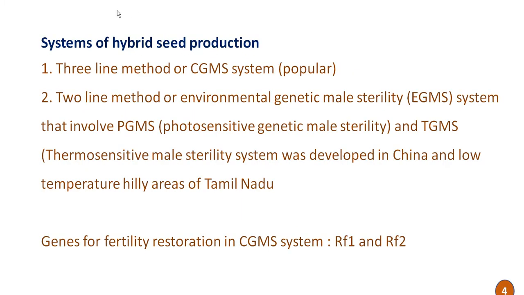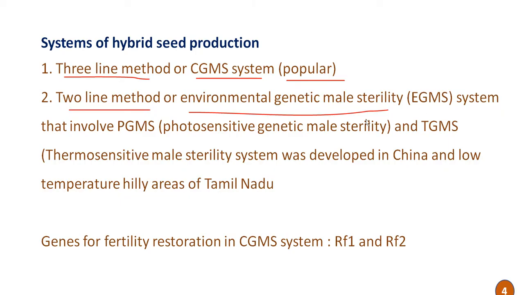Then the systems of hybrid seed production. There are many systems available for hybrid seed production, out of which two are commonly utilized in rice. Only one, that is the three-line system or CGMS system, is popular and widely used. Despite that, the two-line method or environmental genetic male sterility (EGMS) is also utilized for the hybrid seed production of rice.